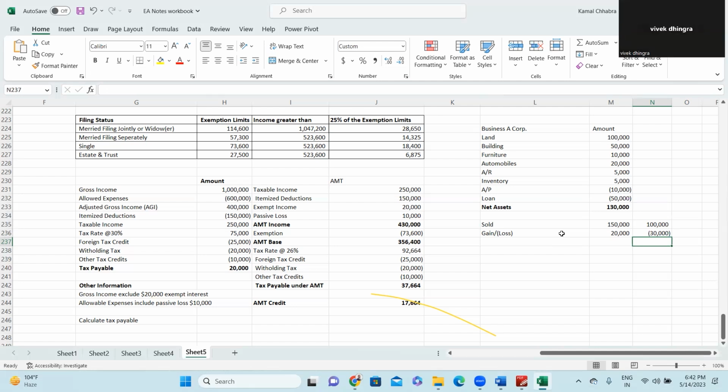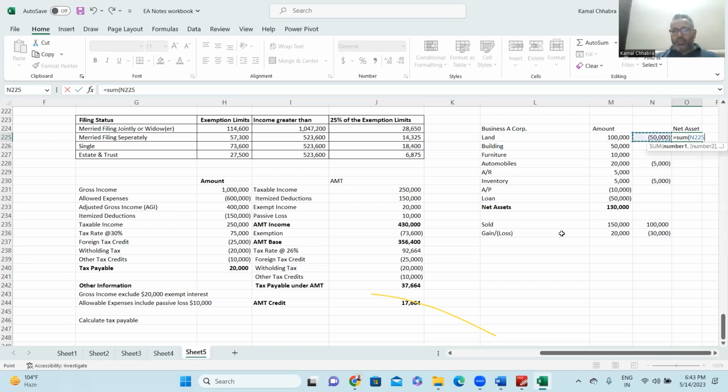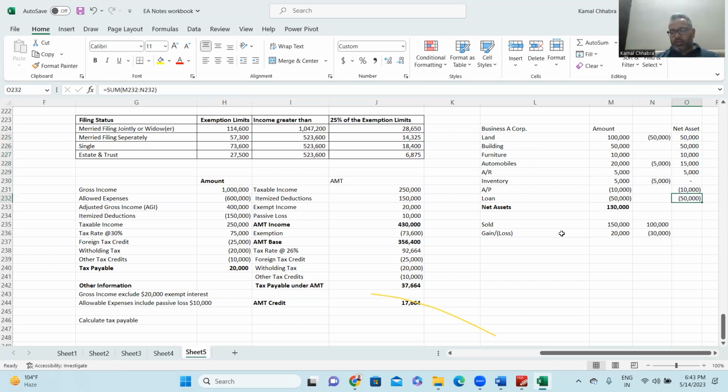Yes, sir. Right? But actually, how you need to do the calculation is, let's assume this accounts payable is for inventory, and the balance 5,000 is, let's say, for the automobile. And this loan of $50,000 is, let's assume, for this. So then your net asset is equal to the sum of this. Net asset is this, right?